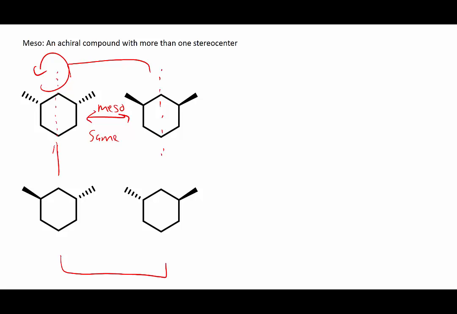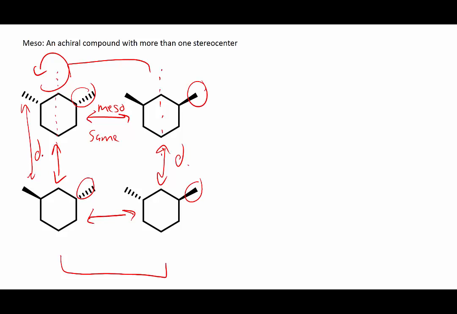So how are these two related? These two are related. We keep one stereocenter the same, but we change the other one. These two will be diastereomers. Same thing in this case. We keep one stereocenter the same, but change the other one. Finally, let's take a look at these two and the relationship between these.